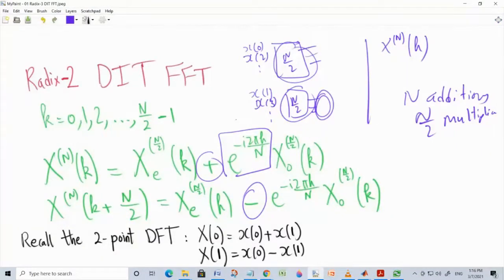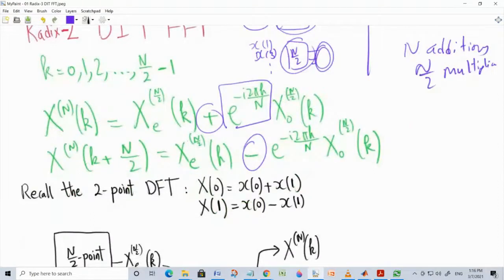So you repeat the same idea. You take those input samples, you divide them into even and odd, and you keep doing this till you get 2-point DFTs. 2-point DFTs are very straightforward. The first output is the sum of the two samples, and the second output is the difference between the two samples. And the overall complexity will be N log2 N additions and N/2 log2 N multiplications.